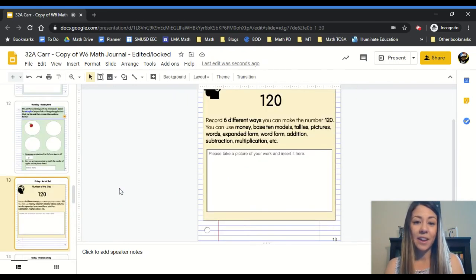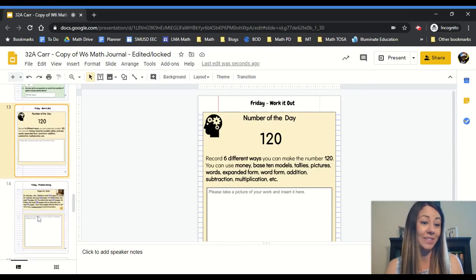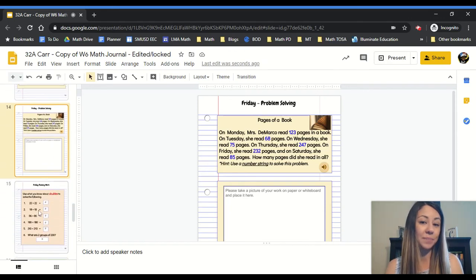Okay. And for your Friday number of the day, you're going to make the number 120 in at least 6 different ways. And challenge yourself. Can you find a way to make 120 that no other second grader used? For your problem solving, you're going to help Mrs. DeMarco find out how many pages she read altogether. Be sure to insert a picture of your work.